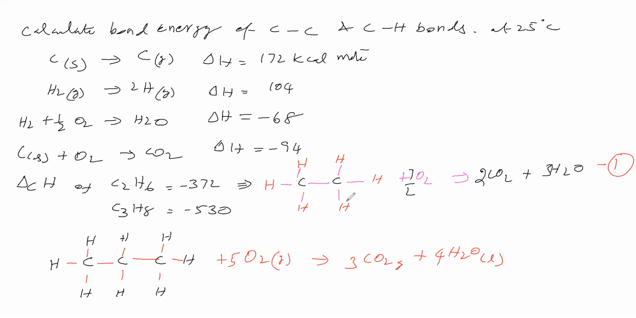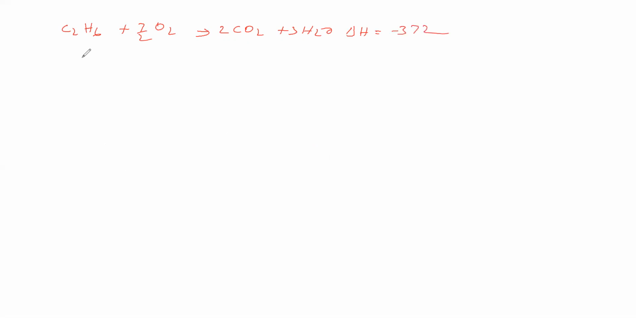Next, in order to cancel this carbon dioxide, we will take another equation. We take the second equation and reverse it. So carbon dioxide gas gives graphite plus oxygen. For that, the delta H value becomes plus. Here we want 2 carbon dioxide, therefore we will multiply this equation by 2, and the delta H is also multiplied by 2.